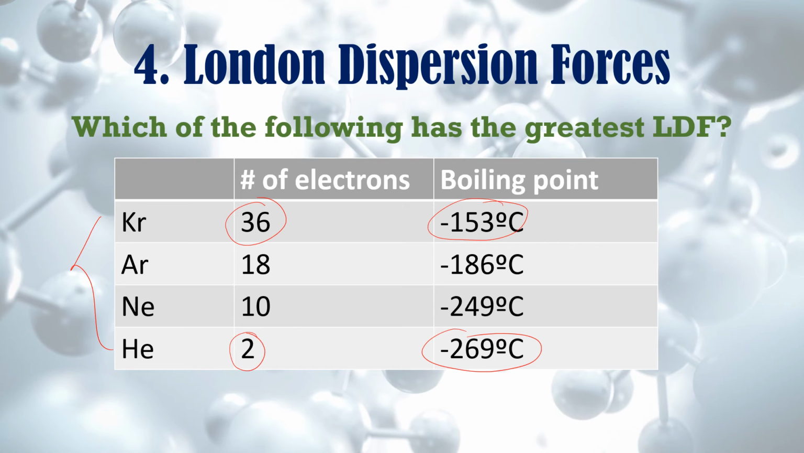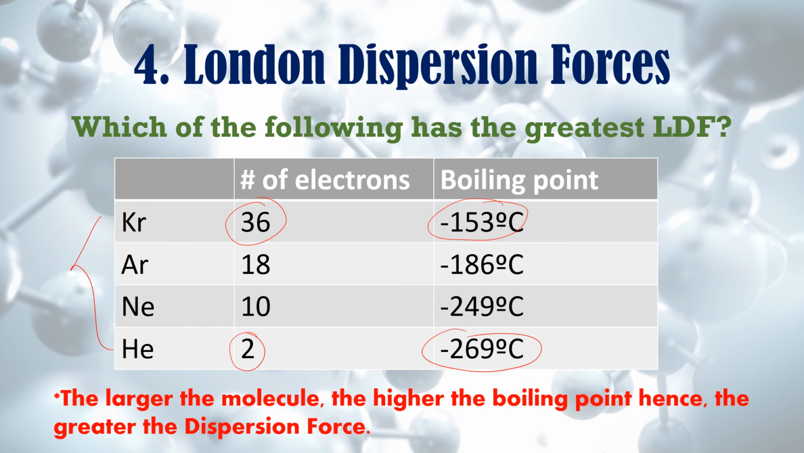So what could we get? What idea could we get in here? The larger the molecule, therefore, the higher the boiling point, hence the greater the dispersion force. So if we are going to connect our first conclusion to the boiling point from this, so greater electrons will have greater boiling points. And if that is the case, it will also have a greater dispersion force or greater intermolecular force. So they are all directly proportional.